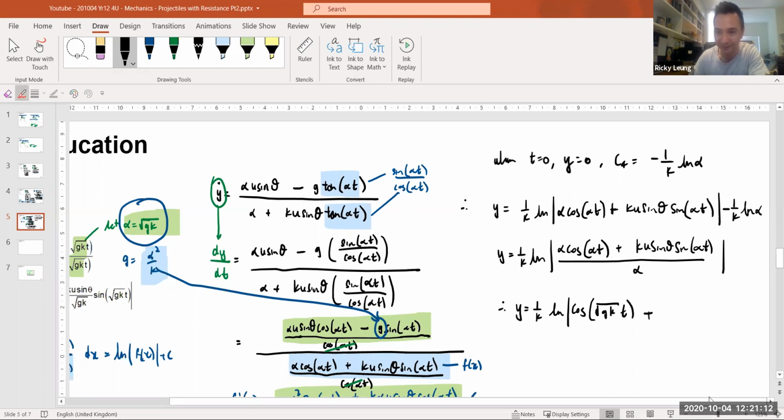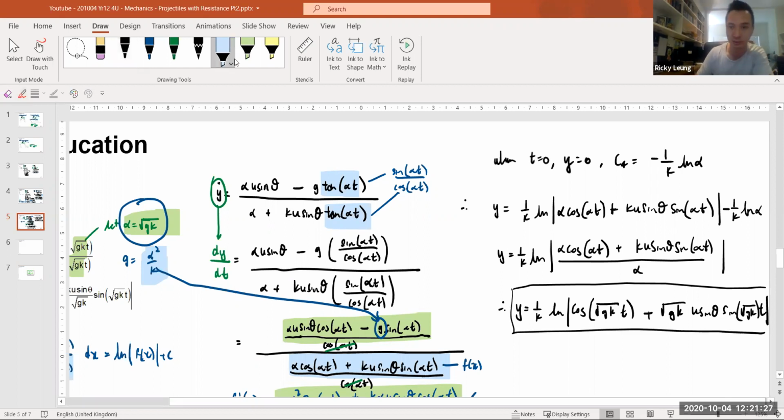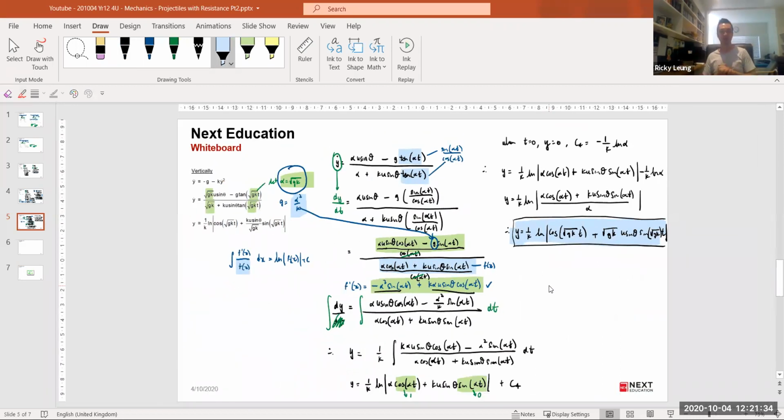T plus alpha sub root gk u sine root gk. My God, what a monster. Yeah, did I not tell you? Did I not warn you that that was going to be a beast? All right, there it is. The proof for the 6 equations of motion for resistance, that is velocity proportional to the square of velocity.